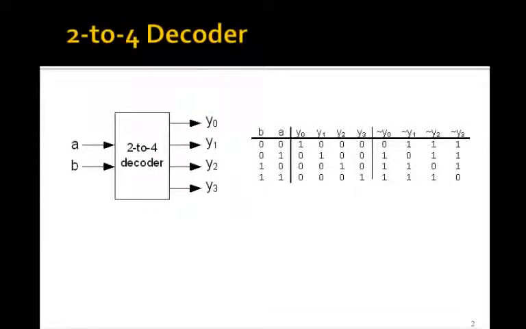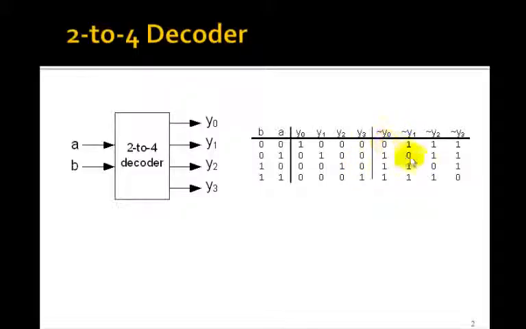This is lesson 38 on decoders. This is an example of a 2 to 4 decoder. There are 2 inputs, A and B, and 4 outputs, Y0 to Y3. Only one of the Y's is 1, depending upon what the input is. If the input is, say, 1, 0, 1, then Y1 is 1. If it's 1, 1, say 3, then Y3 is 1.